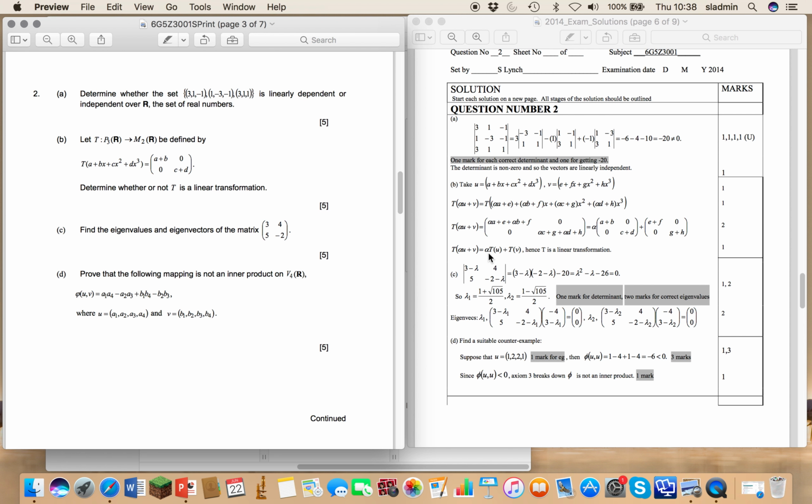To find the eigenvalues and eigenvectors of this matrix, we simply subtract lambda on the diagonal to give the characteristic polynomial. So this is the characteristic polynomial, and then we want to solve this equation: the characteristic polynomial equals 0. This does not have nice roots, so we have to use the quadratic formula. So these are the roots.